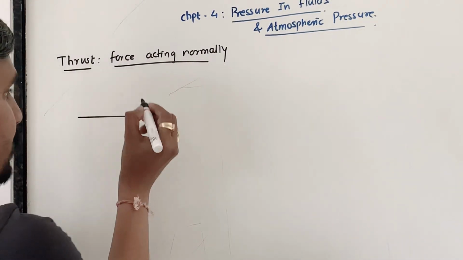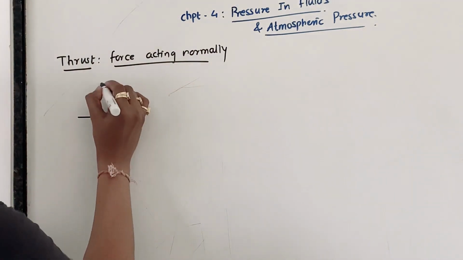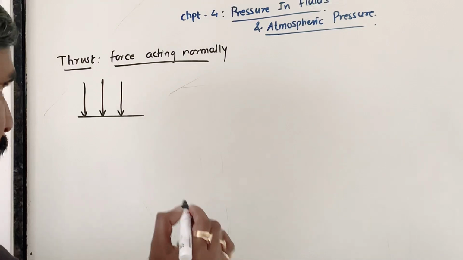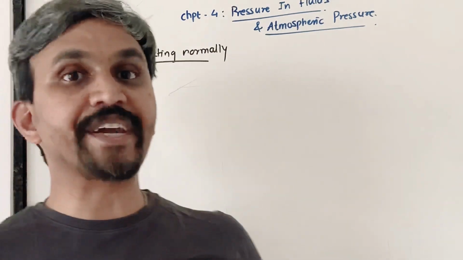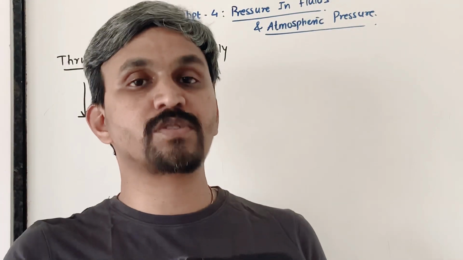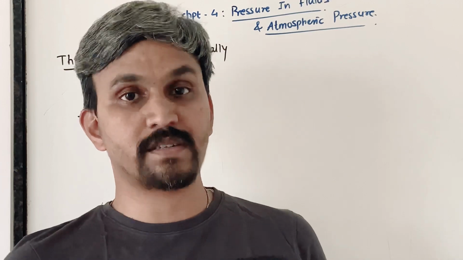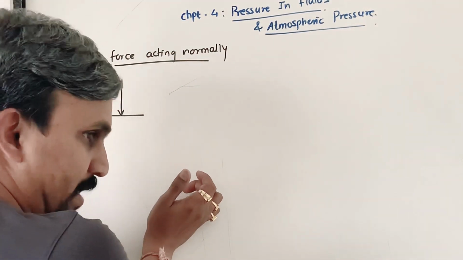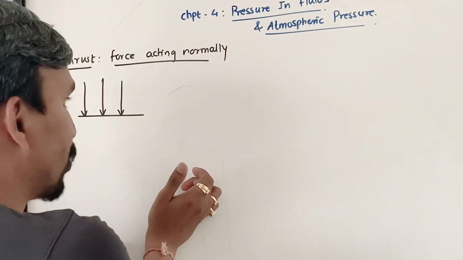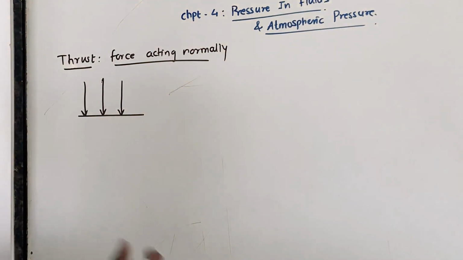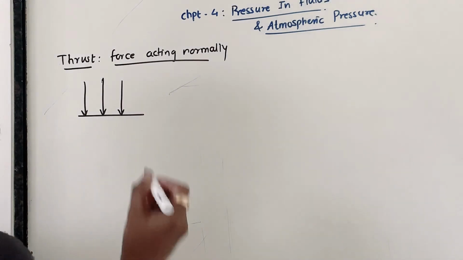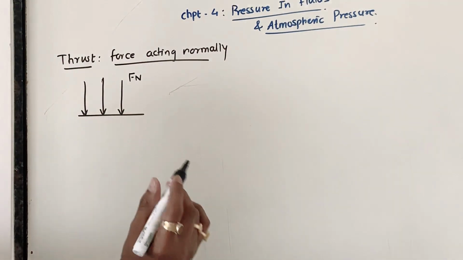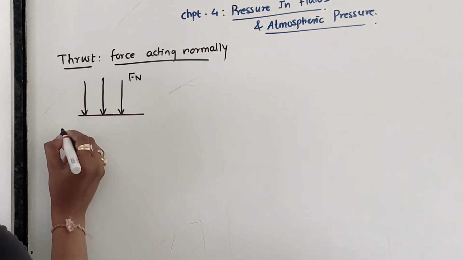Say I will consider this surface on which I am applying force like this. This is the normal force. I am standing over here. My weight is acting normal to this surface. So therefore it is called as thrust. But if I push this board like this, making some angle, then it is not called as thrust. It is called as what? Force. Now over here, this normal force acting on this surface is called as what? Thrust.